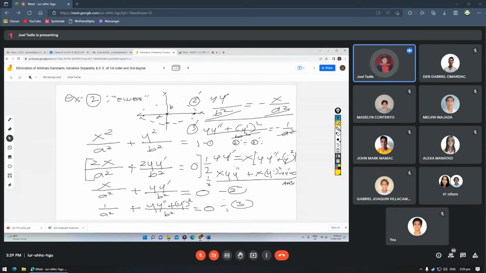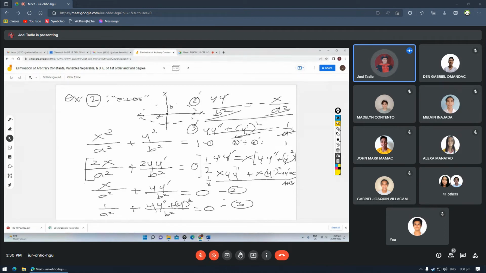Nya, diri po sa equation number 3, ato pong gi-transpose ang 1 over a squared to the right. So, na negative 1 over a squared. So, doon na tayo equation 2 prime o equation 3 prime. Nya, ato na yung gi-divide. We divide equation 2 prime by equation 3 prime. So, ato na siyang i-divide, makancel out din nato ang constants b squared o ang a squared.